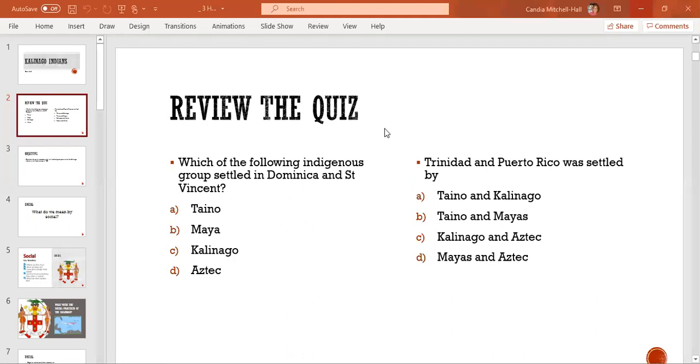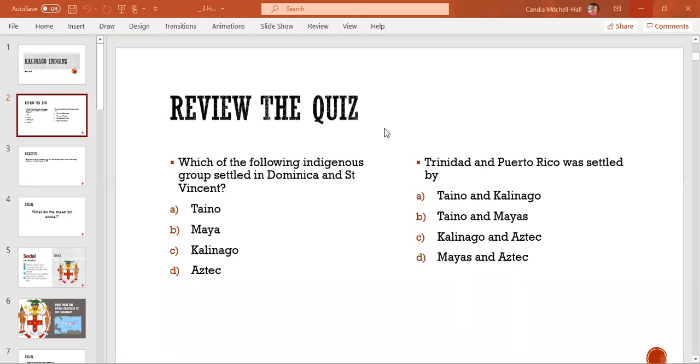Which of the following indigenous groups settled in Dominica and Saint Vincent? That's not the question we're at now. Okay. Trinidad and Puerto Rico was settled by. Yes. Read the responses. Taino and Kalinago, Taino and Maya, Kalinago and Aztec, Maya and Aztec. What's the answer? Taino and Kalinago. Very much so correct.